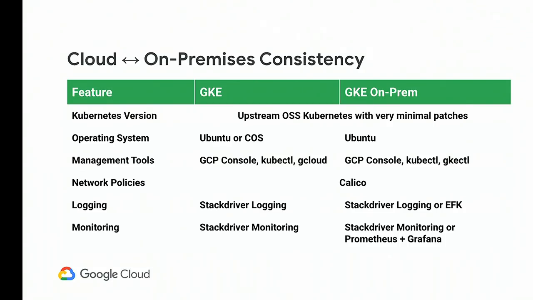Calico is consistent across. You've got Stackdriver. You've got EFK in GKE On-Prem, but you can also use Stackdriver Logging. You can use whatever logging tools you want. For monitoring, Prometheus and Grafana are deployed automatically, but you can add Stackdriver plugins as well if you want that. So you have the ability to keep it separate and isolated, or to actually bridge it in with the existing services that GKE uses as well.